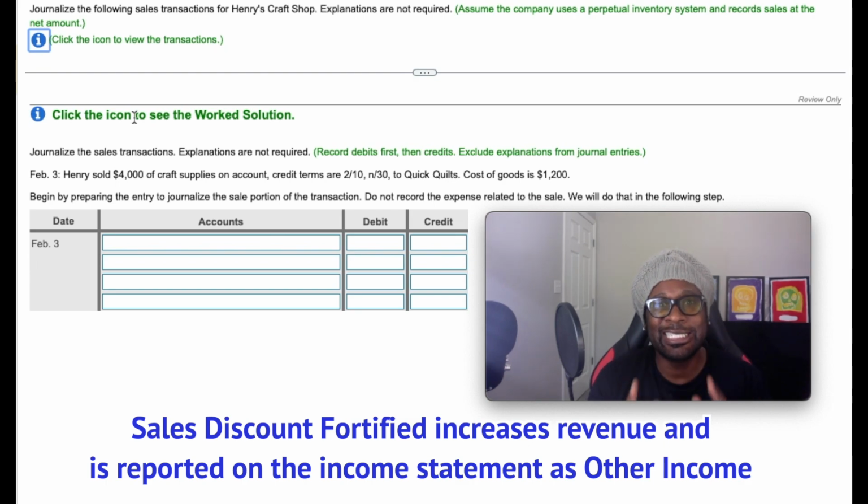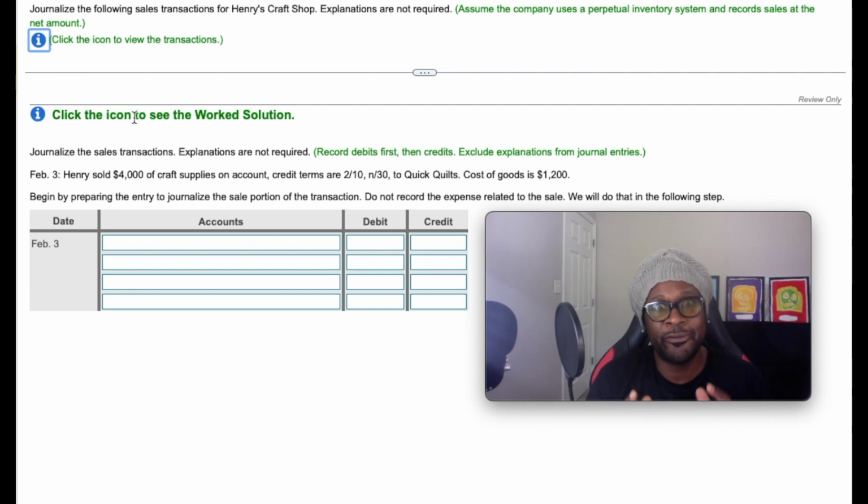Remember gang, initially the company assumed that the customer was going to take advantage of the discount, thus reducing the sales revenue. Therefore, if the customer refuses to receive the discount given by paying outside the discount terms, we must recognize more revenues from the initial sales. So with that being said, let's take a look at the problem.